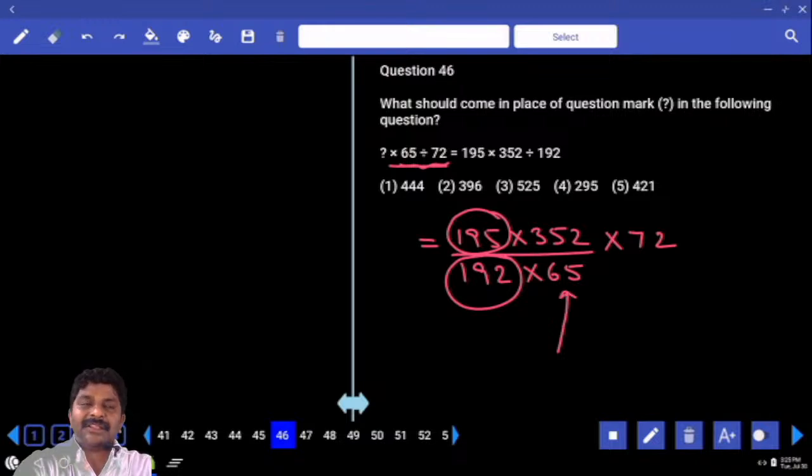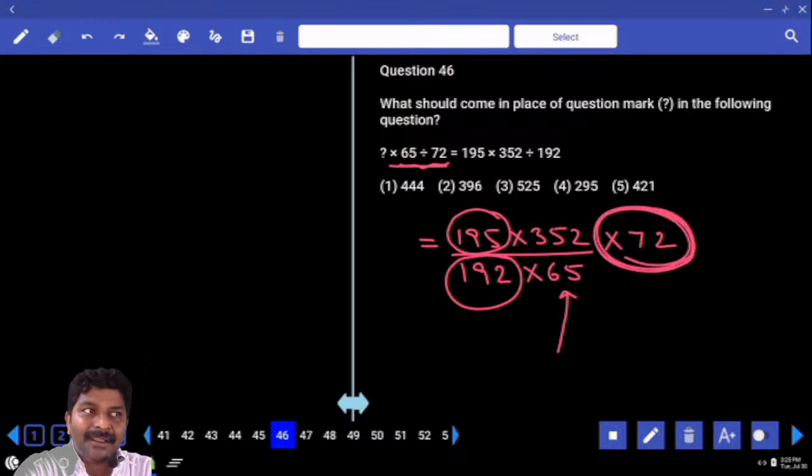In the denominator, the other number is 65. Is it a 3 multiple? No. But when you look at 72, it has an extra 9 multiple. Correct? Then the answer must be a 9 multiple. Can it be the first option? Second? Third? Fourth? Fifth?